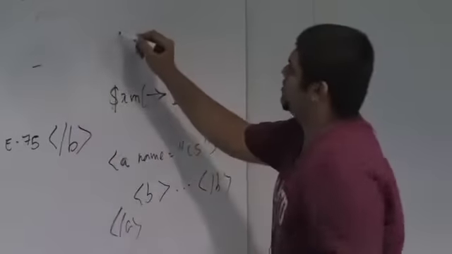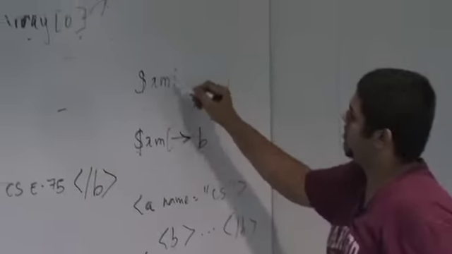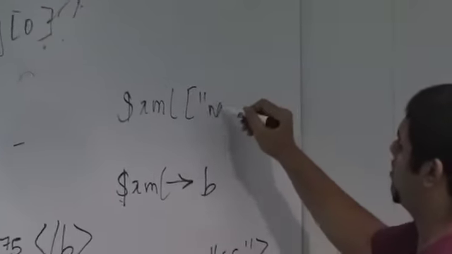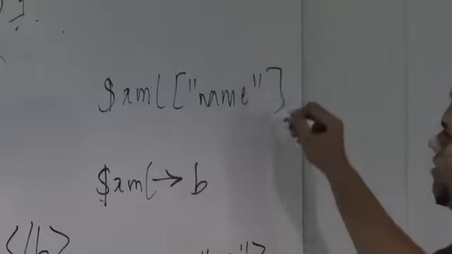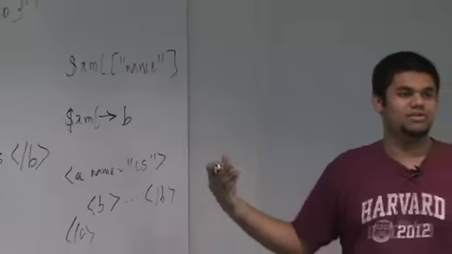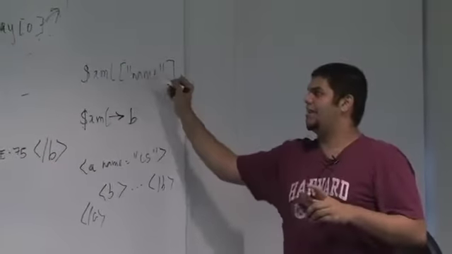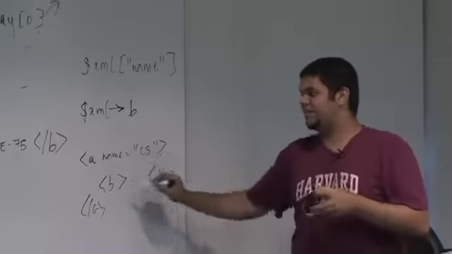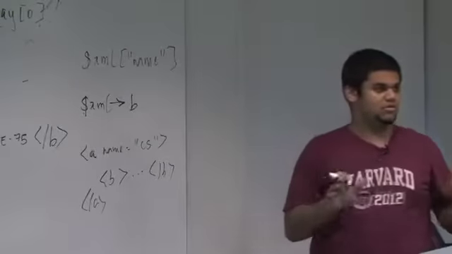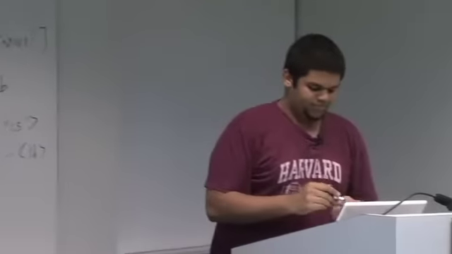Is this clear? So you would say $XML. If you want to get at the attribute of an element, you would basically treat it like an associative array. So you would just say, give me the name of that. But if you want to get at the child element, you would use the arrow to say B. Right? So this is something I missed talking about last time.